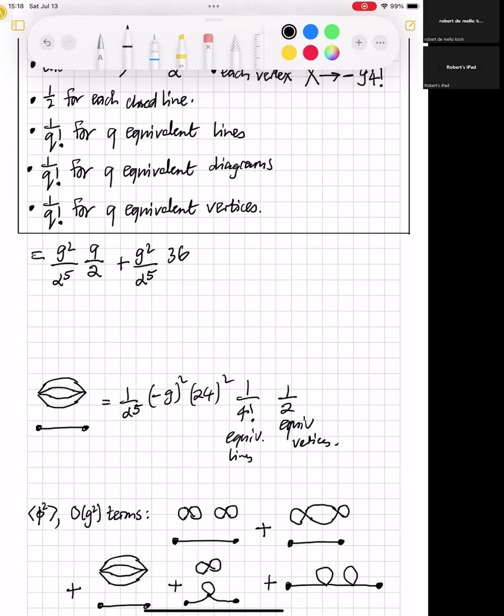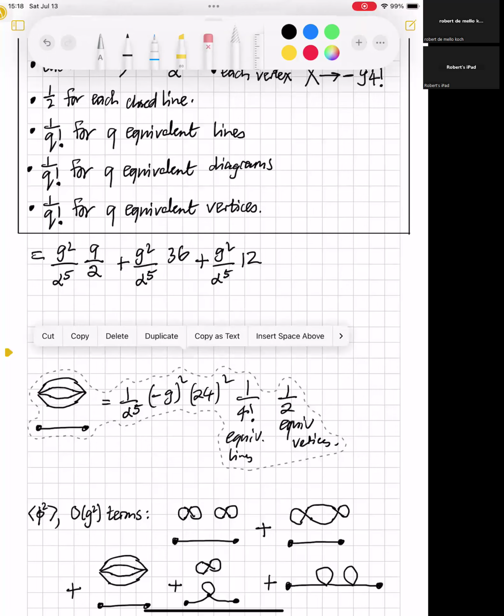Now, 1 over 4 factorial is 24, so we cancel off 1 over 24s, and then 24 over 2 is just 12. So we get plus g squared over alpha to the 5 times by 12. Great. That's the first 3 diagrams evaluated correctly. We'll continue with the rest of the diagrams in a moment.